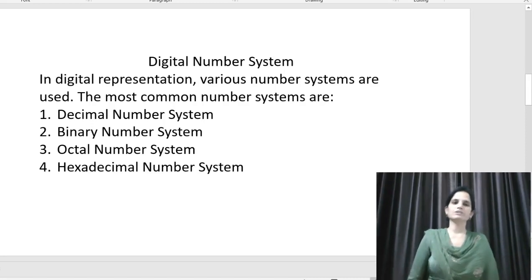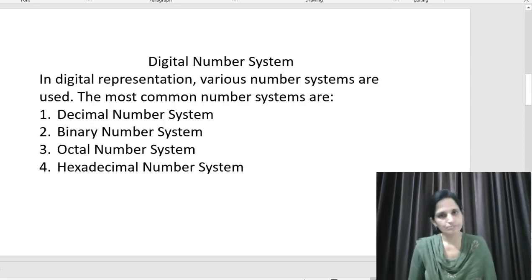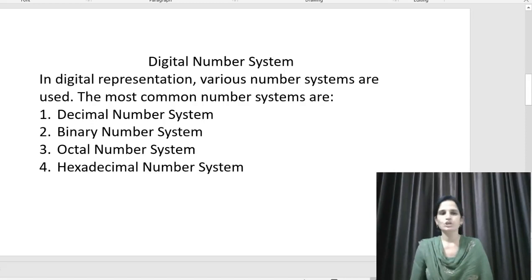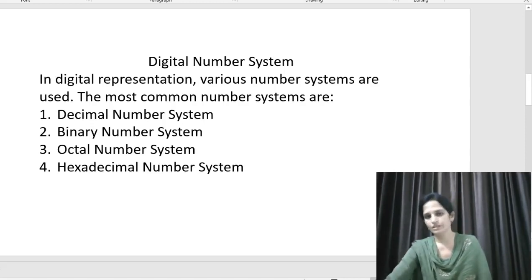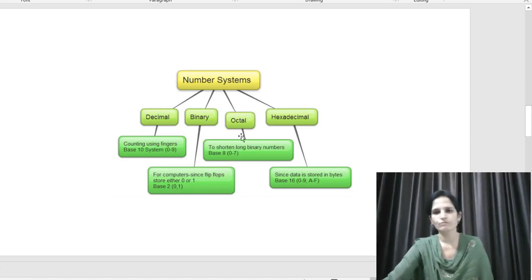In the binary number system, the numbers are 0 and 1 only, two numbers. In the octal number system, there are 8 numbers, 0 to 7, and in the hexadecimal number system, there are 16 numbers. So basically, the number system is divided into four types: decimal, binary, octal, which we will talk about one by one later in this chapter, and hexadecimal.